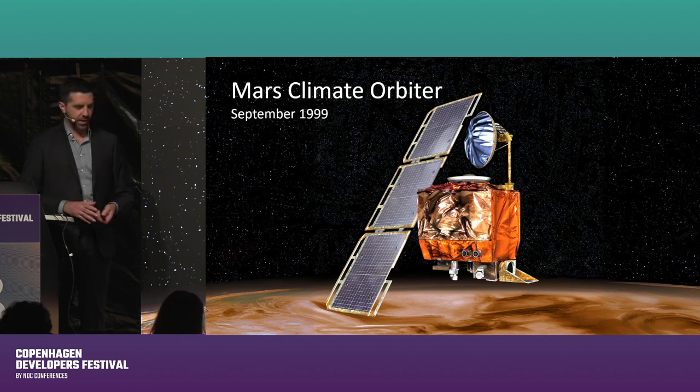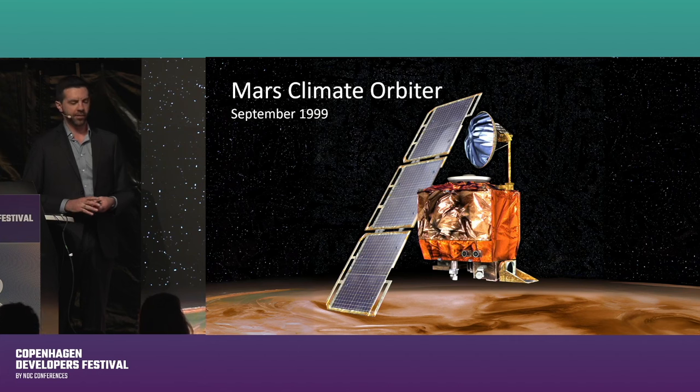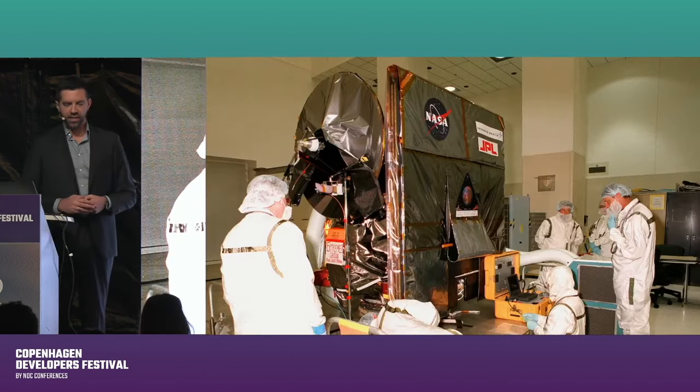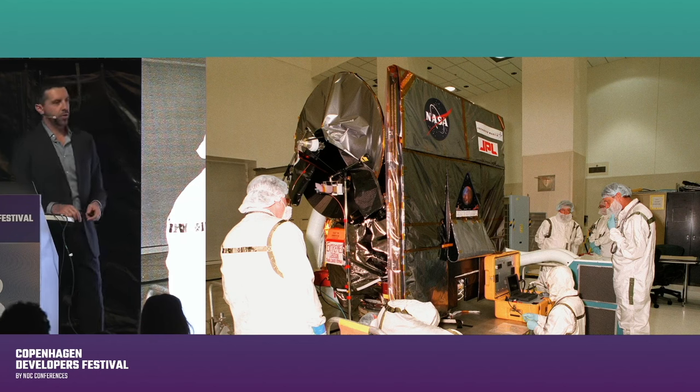So this was a robotic space probe that was designed to study the Martian climate and the atmosphere and various changes on the surface. And it was also supposed to act as a relay station for probes on the surface. So it was a pretty important piece of equipment. This project was started in 1993, and JPL was the lead center for the program. So they were in charge of the development. But they subcontracted a bunch of the development work to Lockheed Martin, which is a big defense contractor in the US.